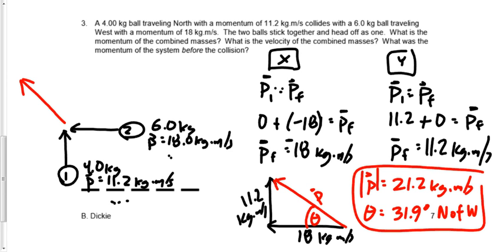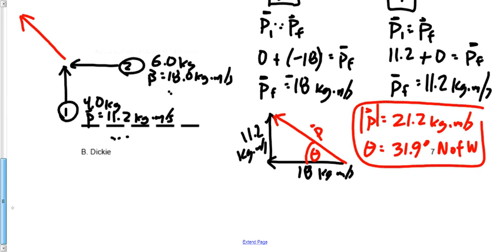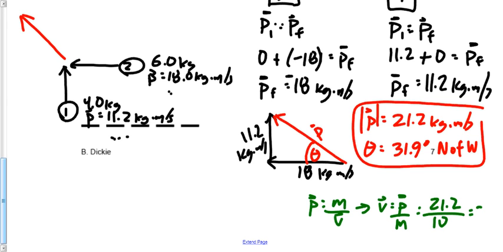You solve for velocity, some of you did at least, then you have to find momentum. I solved for momentum, now I have to find velocity. What I'm going to do to find velocity is simply say P is equal to M times V, or V is equal to P over M. The momentum is 21.2, the mass is 10, the velocity is 2.12 at the same direction, 31.9 degrees north of west.